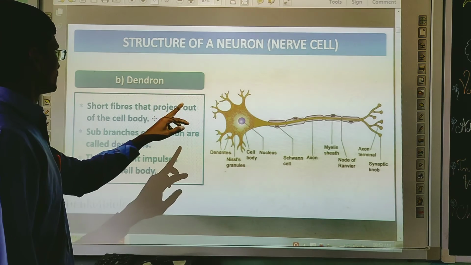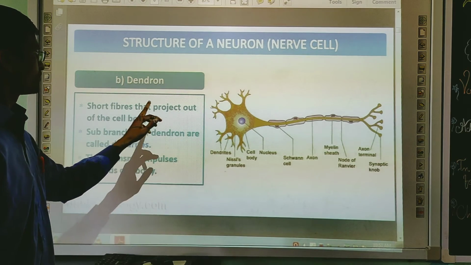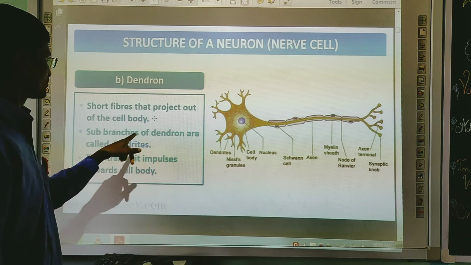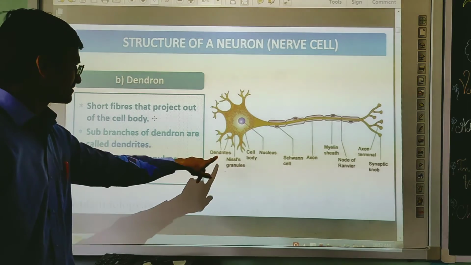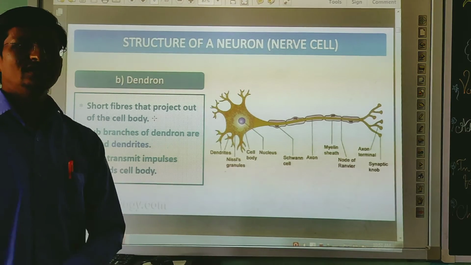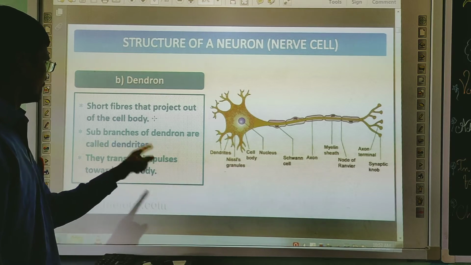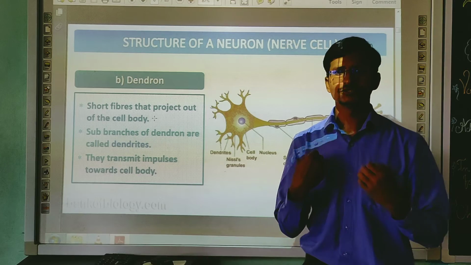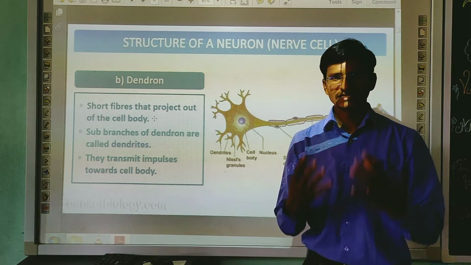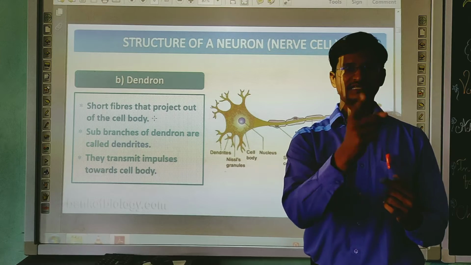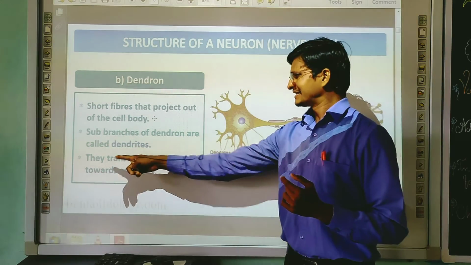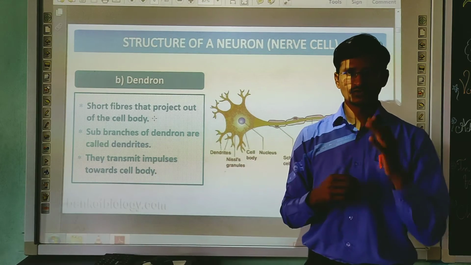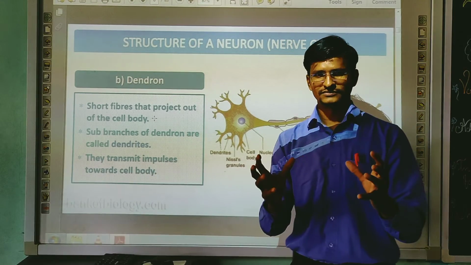And next is the dendron, the short fibers that project out of the cell body, and sub branches of the dendron are called dendrites. These dendrons are also called dendrites, and they transmit impulses towards the cell body. Impulses, what are the signals we are receiving? That we send. So it transmits impulses towards the cell body. So then only the action will be controlled.